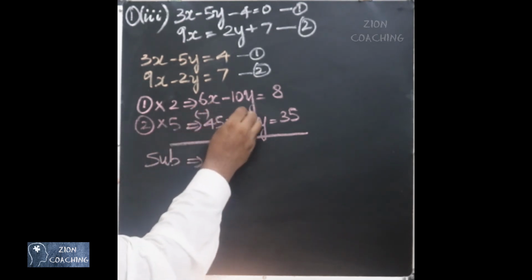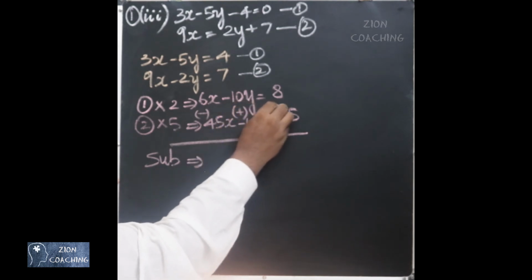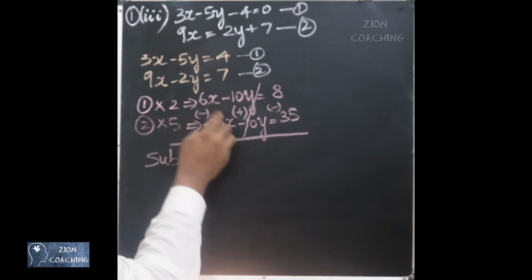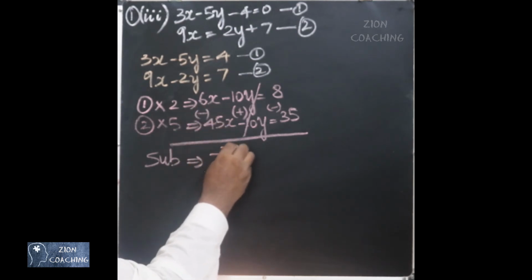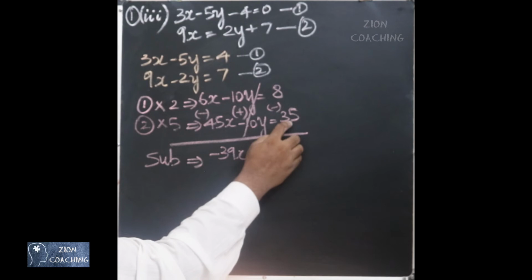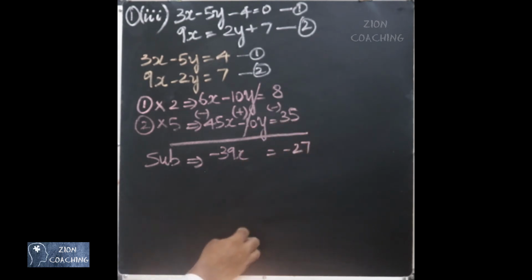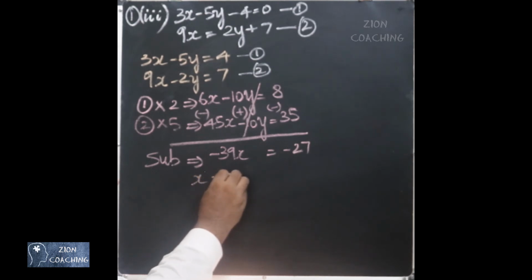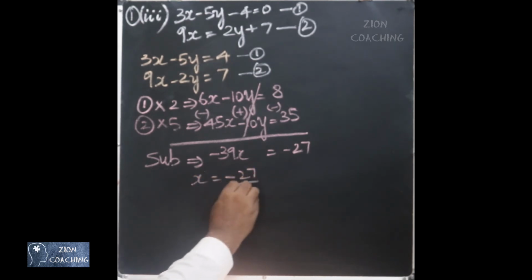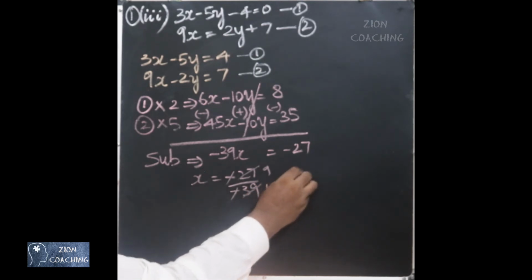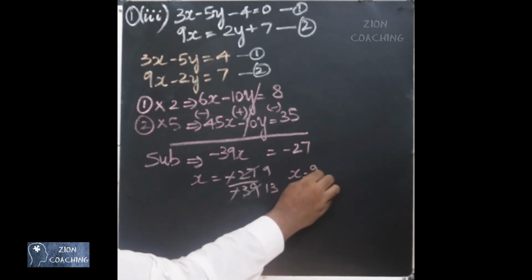This will become minus, this will become plus, and this will become minus. This will get cancelled. When you subtract, you will get minus 39x equal to, when you subtract 8, you will get minus 27. So your x is going to be minus 27 by minus 39. Minus and minus will get cancelled. Both are divisible by 3 tables. 9, this is 13 times. So your x value is 9 by 13.